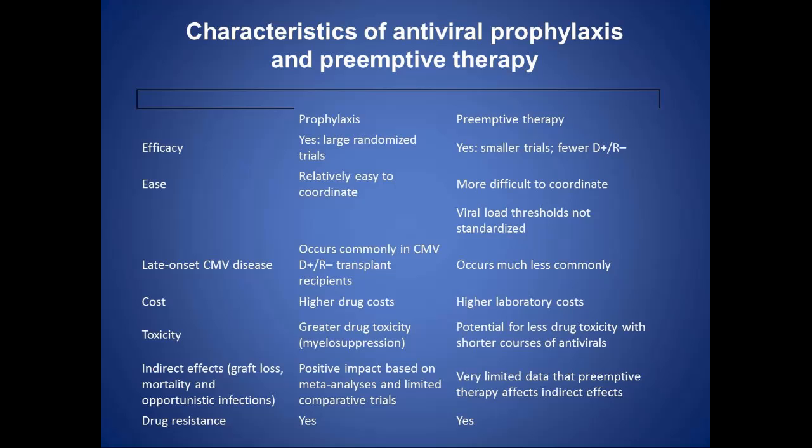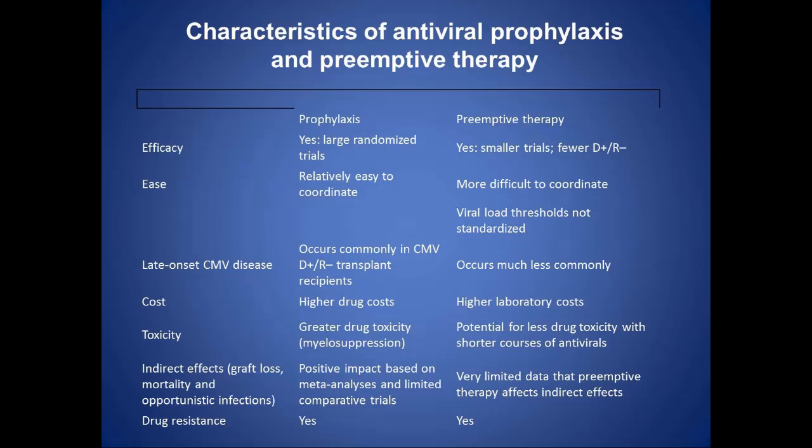Prophylaxis is a lot easier because you just give them a prescription and they go to the store and get it and then they take their prophylaxis. Whereas preemptive, you have to have transplant coordinators who make sure that the patients get their CMV PCR every week and that somebody follows up on it. And then if it turns positive, there's someone to ask them what to do with this. So it's a little more labor intensive in terms of having good follow-up. And also in the preemptive, the viral load thresholds are not standardized, so that's sometimes an issue.